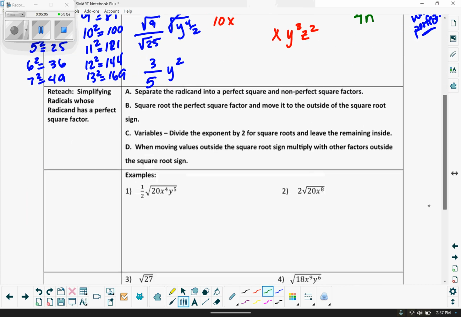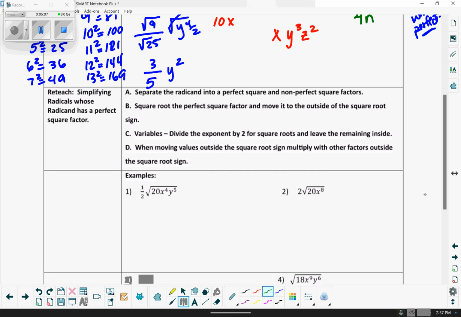All right, reteaching. We're going to do simplifying radicals whose radicand is or is not a perfect square factor. So we're going to separate the radicand into perfect squares and non-perfect square factors. I'm looking for the largest perfect square that can go into the number. First of all, this outside number is a half. That is like a coefficient. When I bring anything else out there, I will also multiply by it.